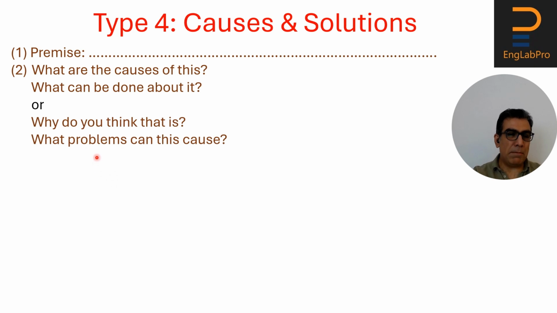Or you might have these two questions. Why do you think that is, and what problems can this cause? The first one is asking about the causes. The second one is about the effects. But as I mentioned earlier, we normally call them causes and solutions. There might be different kinds of questions here, but we always have two questions in this type of questions. Well, let's take a look at two examples.